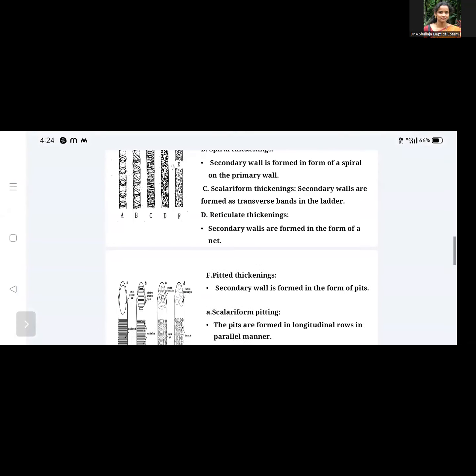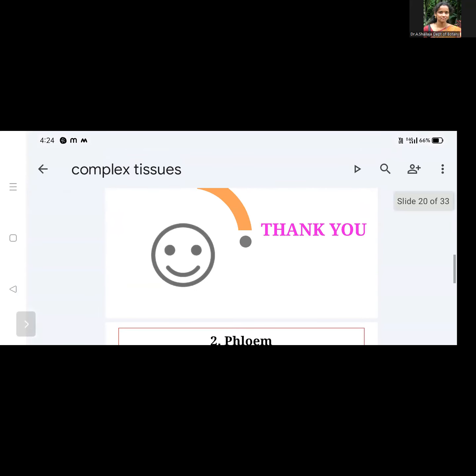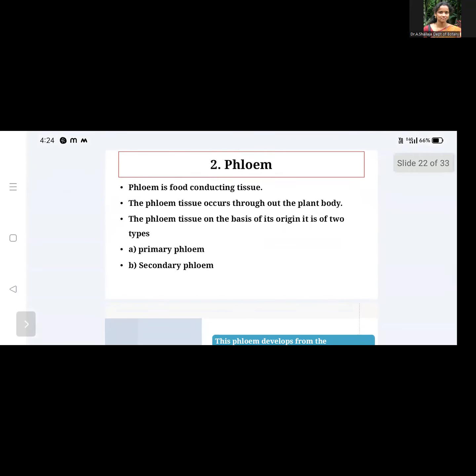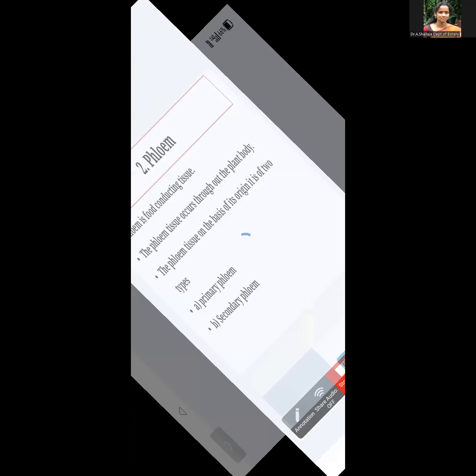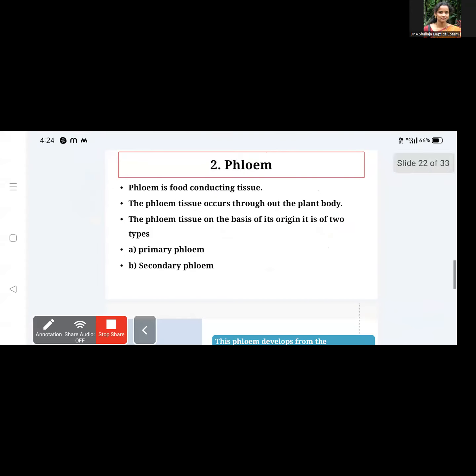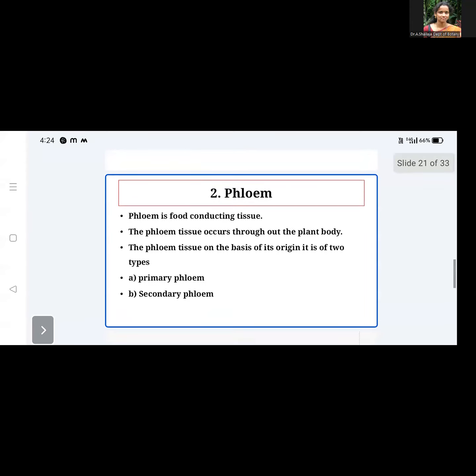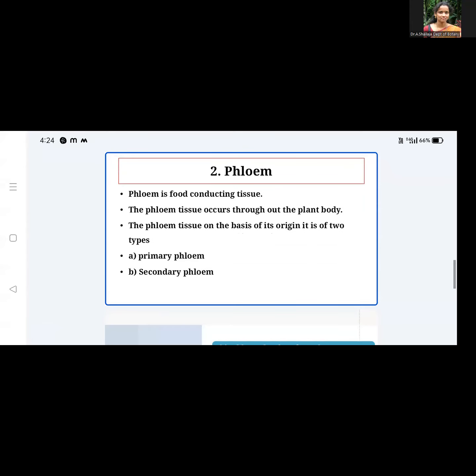Next is the phloem. See here. Second one is the phloem. So xylem and phloem, these two belong to complex tissues. It's very important. Phloem is a food conducting tissue. Xylem is a water conducting tissue. So in the xylem, we observed that there are four types: tracheids, vessels, xylem fibers and xylem parenchyma.